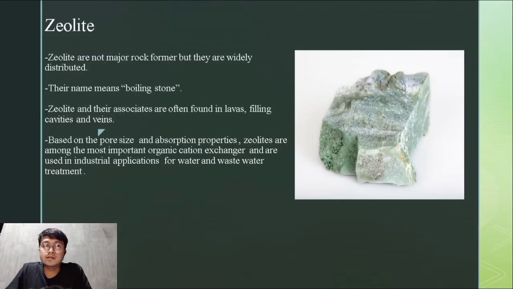And the last is zeolite. Zeolites are not major rock formers but they are widely distributed. Their name means boiling stone. Zeolites and their associates are often found in lavas, filling cavities and veins. Based on the pore size and absorption property, zeolites are among the most important inorganic cation exchangers and are used in industrial applications for water and wastewater treatment.